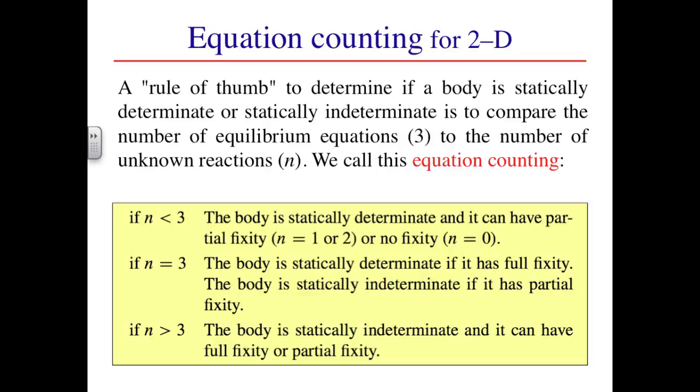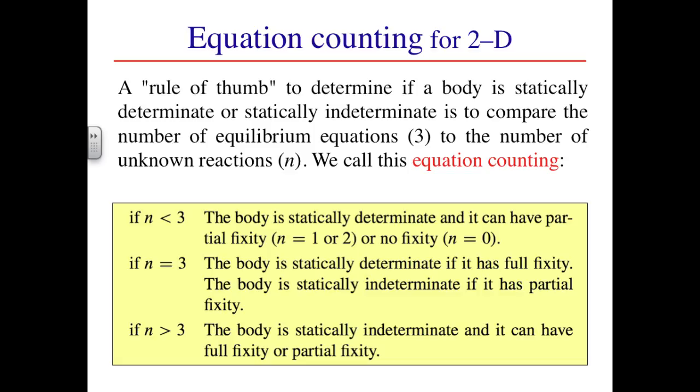A rule of thumb to determine if a body is statically determinate or statically indeterminate in two dimensions is to compare the number of equilibrium equations, which is 3, to the number of unknown reactions, we'll call it n. An unknown reaction component exists for every degree of freedom, translation or rotation, impeded or prevented by the support. If n is less than 3, the body is statically determinate and it can have partial or no fixity.